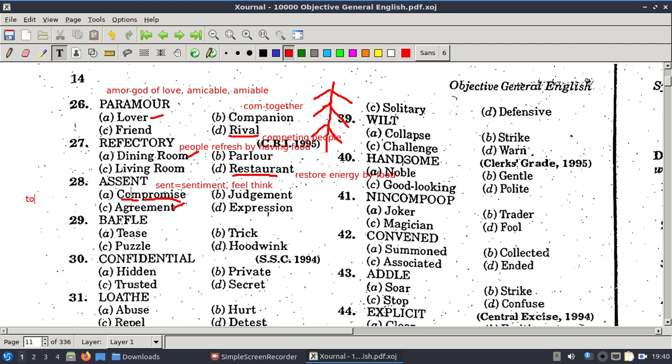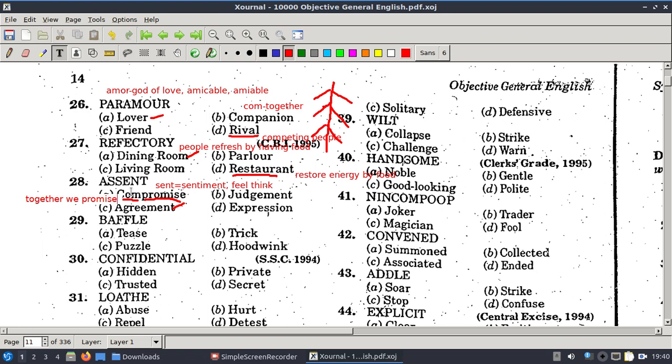Together we promise. What does that mean? It means, let's say you and I were fighting. Okay. Let's say two brothers were fighting. Then the father came. Then he stopped the fight and he made them compromise. He made them promise to each other that they will not fight. Okay? Come together, promise. That is compromise.